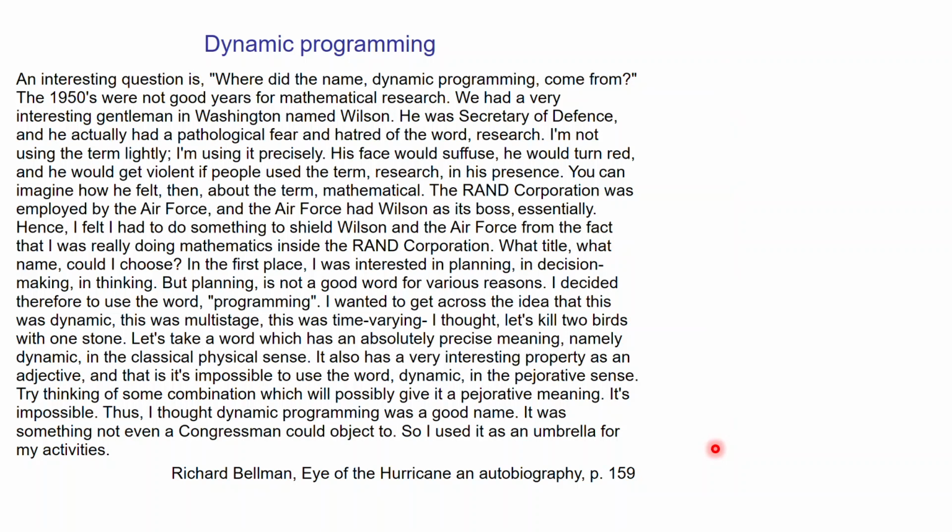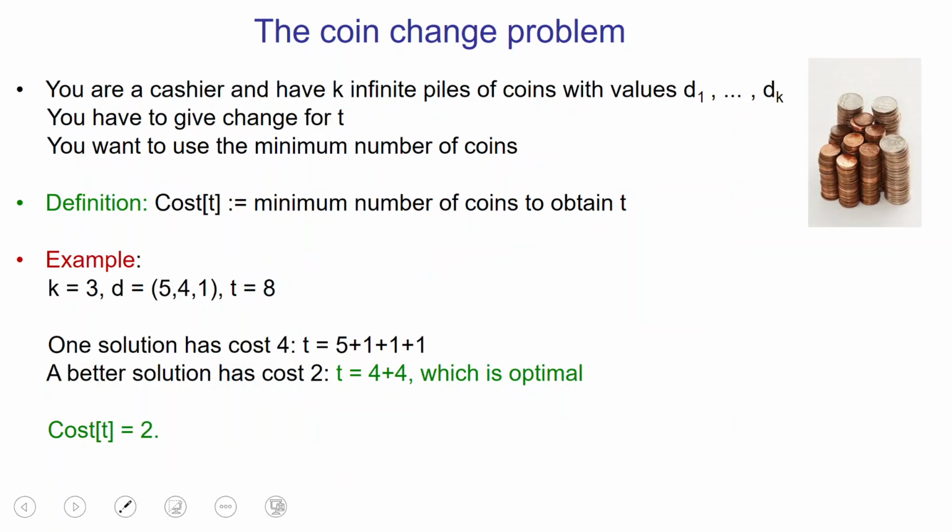So let us try to understand what dynamic programming is all about, starting with an example. The example is the coin change problem. Imagine that you are a cashier and you have k infinite piles of coins with different values. The values are denoted D1, D2, all the way to Dk, where D would be short for a denomination, but I'm just going to use the word value. So we have k different values, D1, D2, Dk.